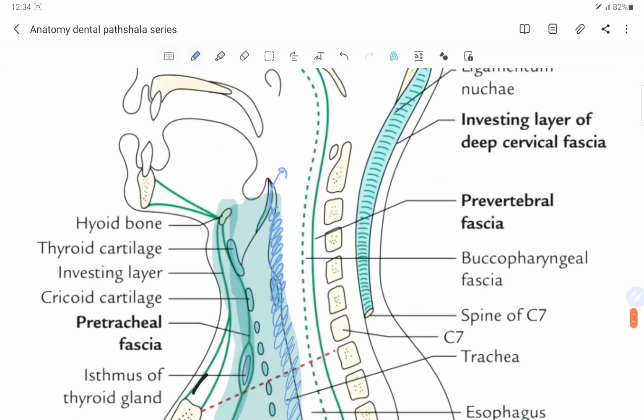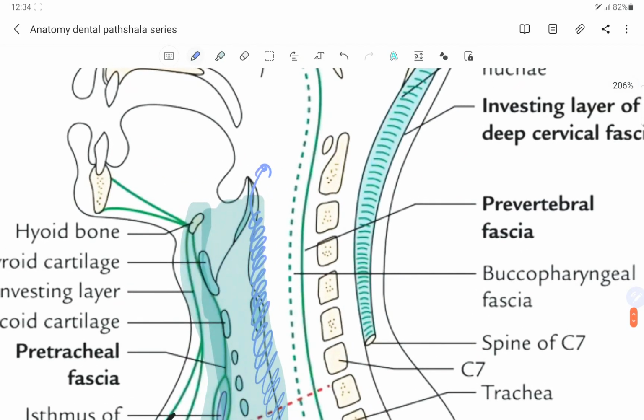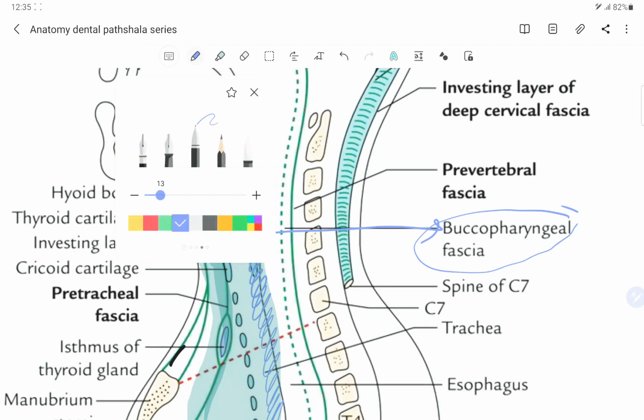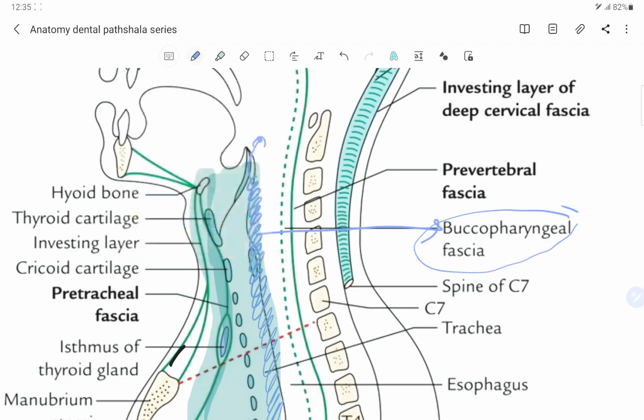So this is the posterior part, guys, which is known as the buccopharyngeal fascia. The posterior continuation of the pretracheal fascia behind the pharynx and the esophagus is known as the buccopharyngeal fascia. The pretracheal fascia has many layers. Anteriorly, when it is surrounding organs like the thyroid gland, it is known as the visceral pretracheal fascia.